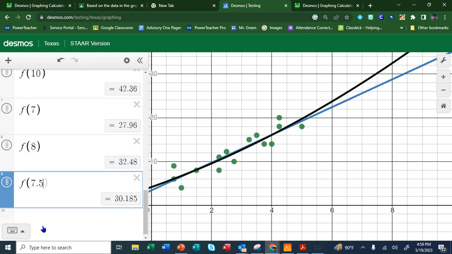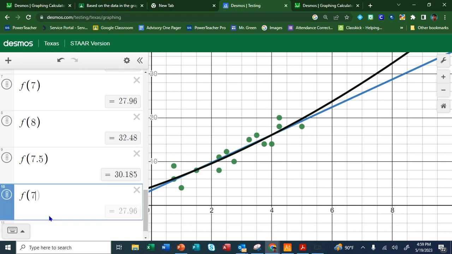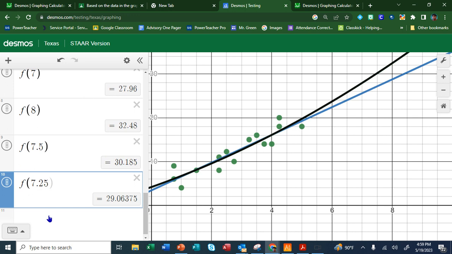In matter of fact, if I want to refine it even more, f of 7.25, that's 7 hours and 15 minutes. I wouldn't win 30 games if I did 7.25 hours. So that's one way in which you can answer the question. It looks like our best answer here is 7.5.